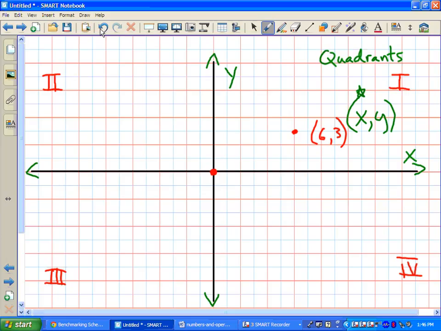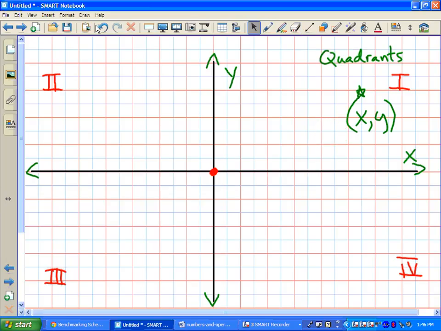Again, let's try that. Here's our origin. One, two, three, four, five, six. We stop, and the next number is three, and we go up because it's positive three. One, two, and three. How about that? Okay, let's try another one, and then we'll do something else with it.